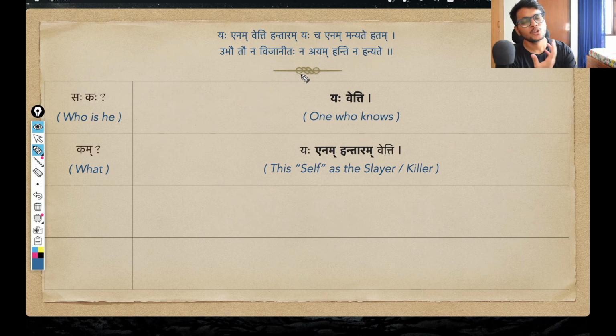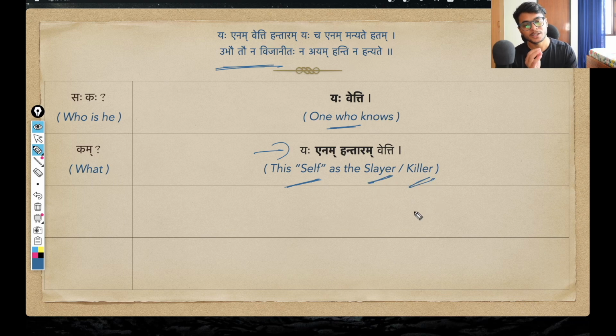But anyways, in the beginning of the shloka, Krishna says, Tau ubhau na vijanita. They both do not understand. This is how he is describing the first person. And this person is again in a general sense. Such a person, in a general sense, what he is saying is, Yah enam hantaram vetti: the one who knows this self as the slayer or as the killer.